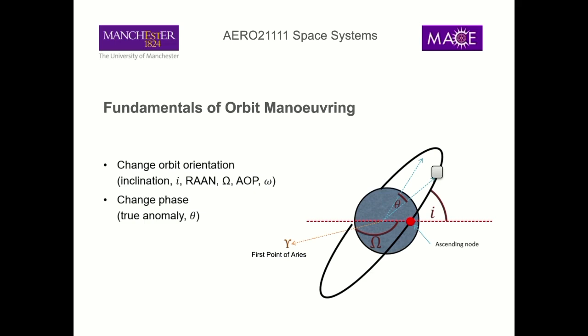And that's particularly useful if we want to do a rendezvous maneuver. So if, for example, we're in an orbit and there's another satellite in the same orbit as us, we'll never catch it because we're both moving at the same velocity around that orbit. So if we want to catch it, we need to change our phase within that orbit. So that's where this becomes particularly relevant.